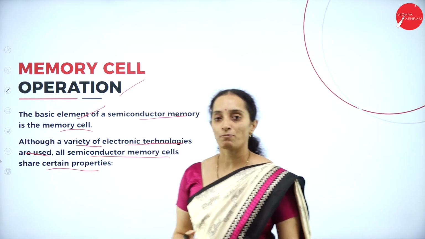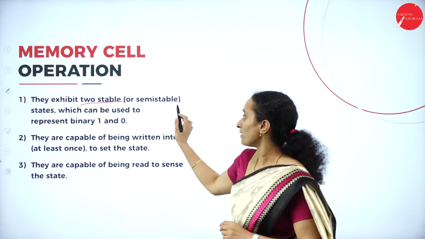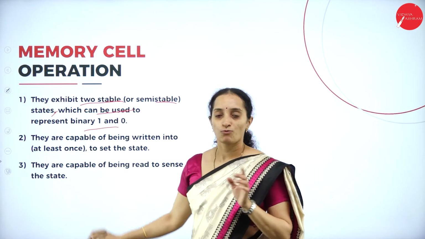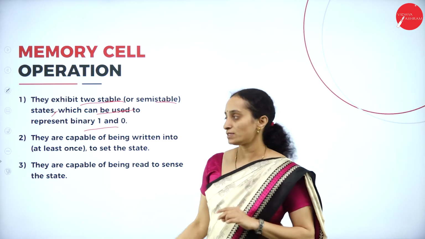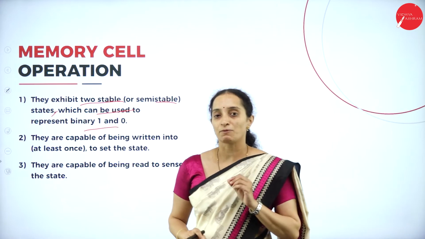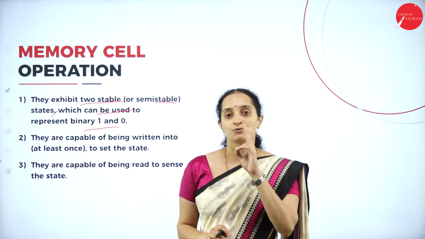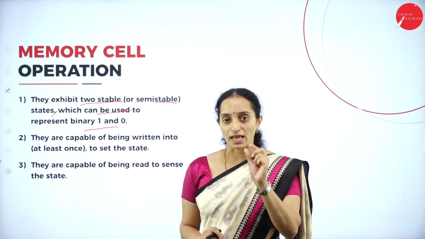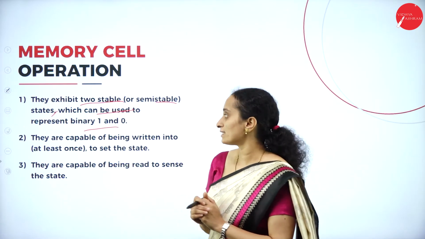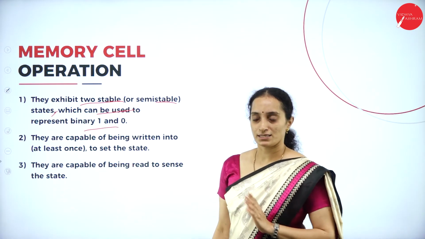What are those properties that are shared? One is they exhibit two stable or semi-stable states, which can be used to represent 1 and 0. They use two states which are equivalent to binary 1 and 0. This is necessary because we can store data only in terms of bits, and bits have two values, 1 and 0. So the cell must store the data either in 1 form or in 0 form, isn't it?